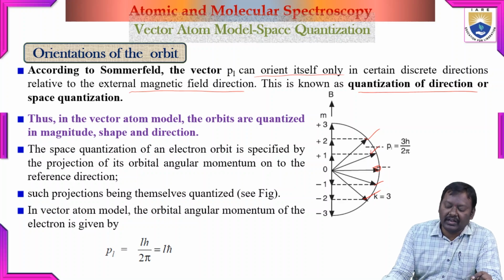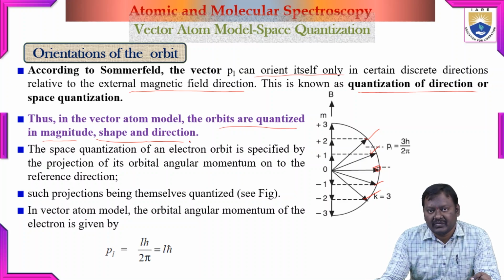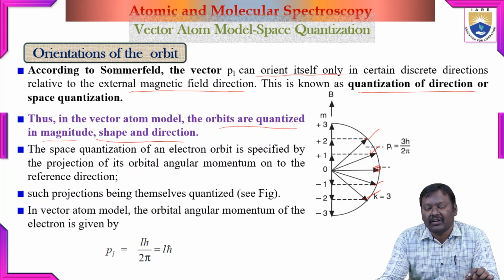Thus in the vector atom model, the orbits are quantized in magnitude, shape and direction. In the case of Bohr's atom model, orbits are quantized regarding the magnitude only. That means only one coordinate is enough to describe the motion of the electron, that is, one degree of freedom. But in the case of Sommerfeld, two coordinates are required because the orbit is quantized regarding the size and shape also. As the shape is changing from circular to elliptical orbit, two coordinates are required, so the degree of freedom is 2 in the Sommerfeld model.